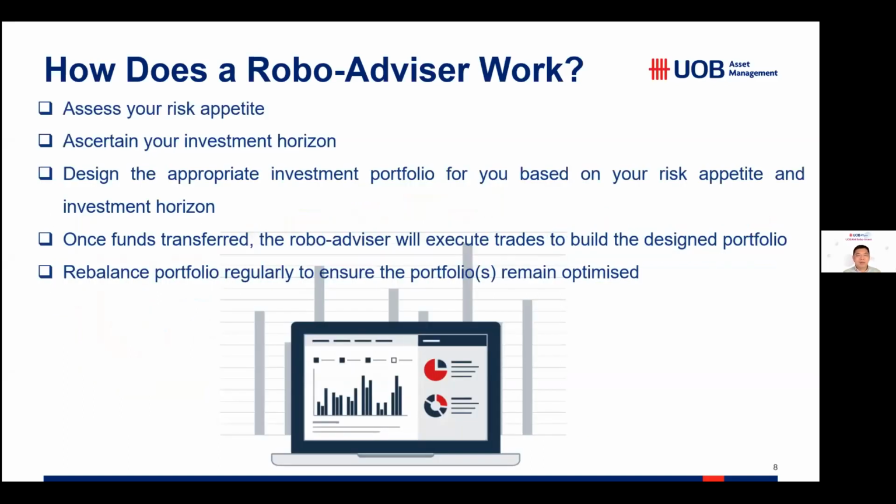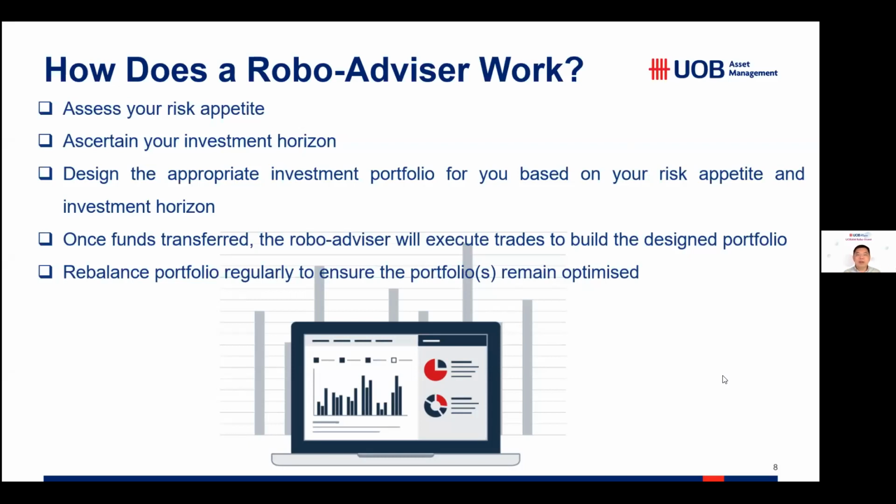So basically, the robo-advisor starts by assessing your risk appetite, and then ascertains your investment horizon, and then designs the appropriate investment portfolio based on that. And once you have funded your account in the robo-advisor, it will start executing the trades and build the designed portfolio for you. And all this happens without you having to give any further instruction, right? It's all automated. That's where the robo comes in.